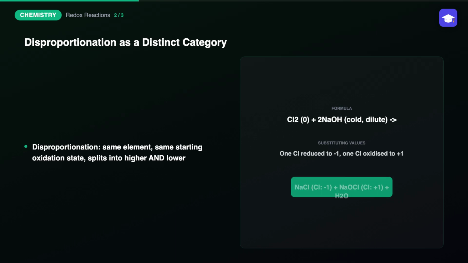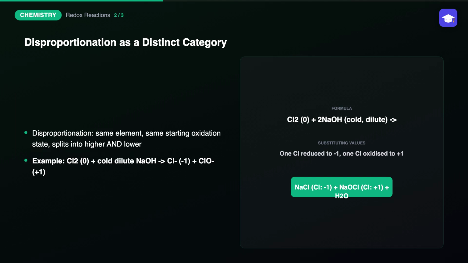Disproportionation reactions form a special fourth category, where a single element in one specific intermediate oxidation state is simultaneously oxidized and reduced within the exact same reaction. Some atoms of that element go up in oxidation number, while other atoms of that identical element go down.